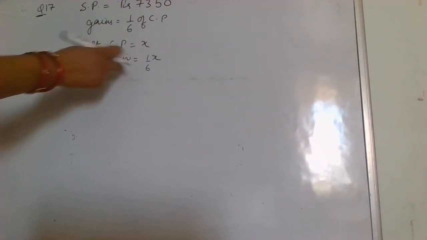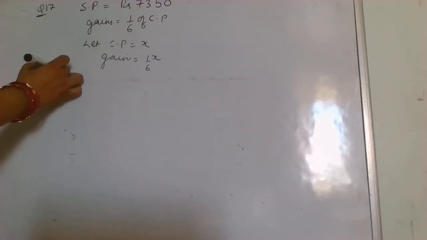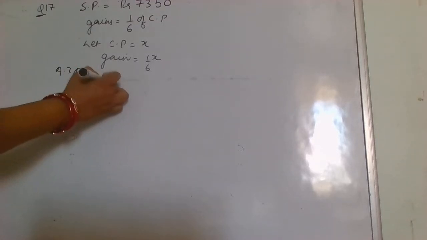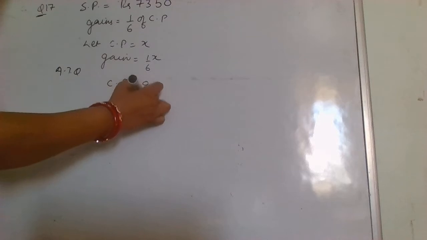Now the next question, students: on selling an exhaust fan for rupees 7,350, a man gains 1 by 6 of its cost price. Find the cost price of the fan. So the selling price is 7350. Gain is equal to 1 by 6 of CP. So let CP be equal to X and gain is 1 by 6 of X. According to the question, CP plus gain is equal to SP.